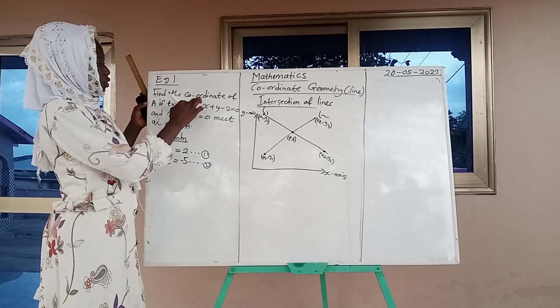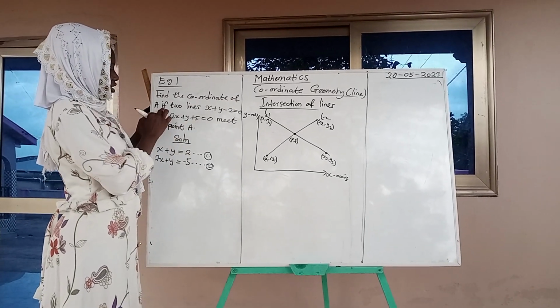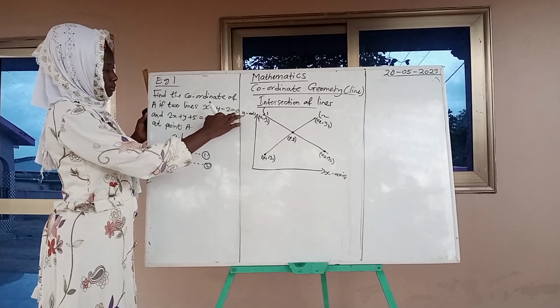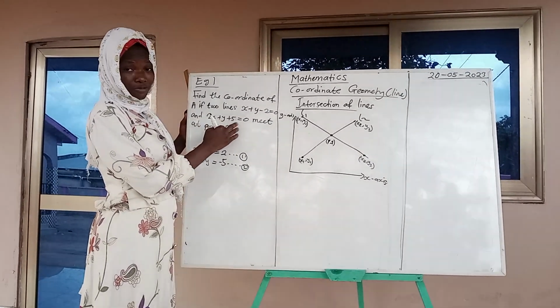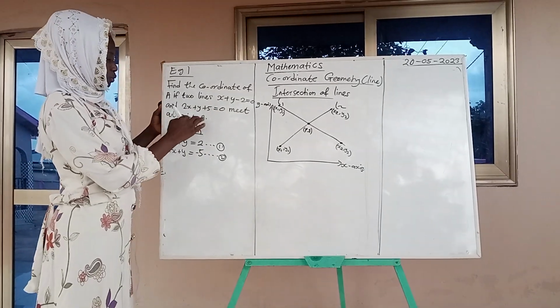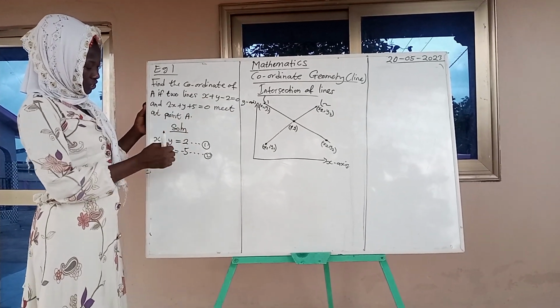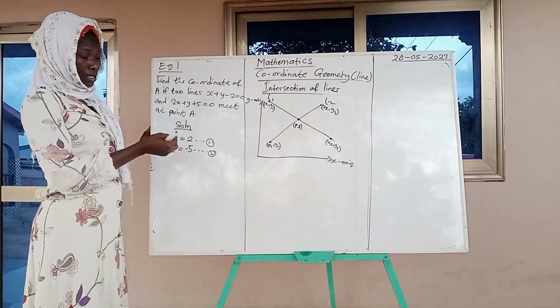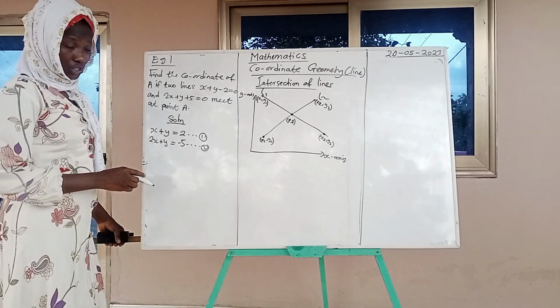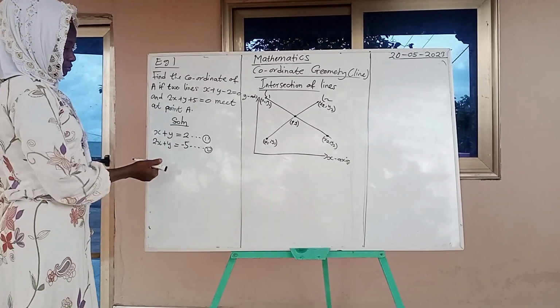So find the coordinate of A. If two lines x plus y minus 2 equals 0 and 2x plus y plus 5 is equal to 0 meet at point A. So solution, we are going to rewrite these equations to make them nice, and we are going to use simultaneous equations to do it as I've written it here.